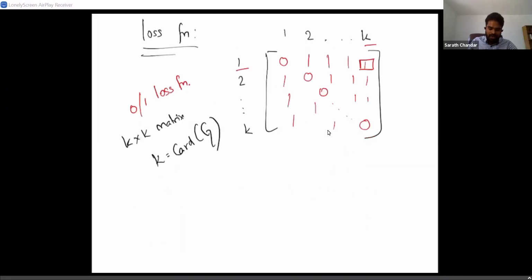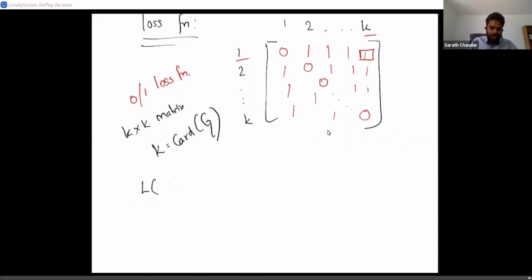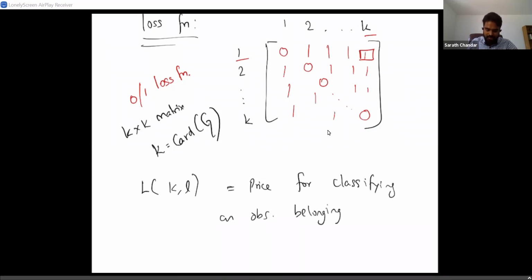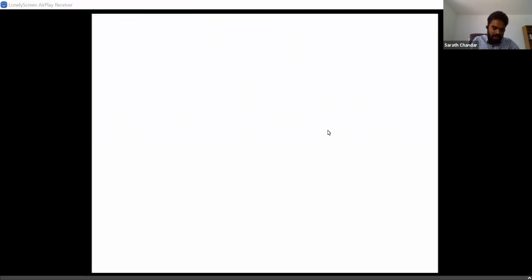Okay, now we can formalize this loss function. We can write this as L of k comma l, which basically means the price for classifying an observation belonging to class k as class l. Fine. Okay, now we have a loss function. So now we can do the same procedure again, right? So what is the expected prediction error?